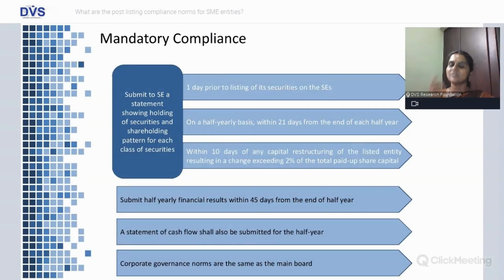For SME, there is again a privilege available. In lieu of quarterly, you will be doing a half-yearly. So only 2 reportings per year within 21 days from the end of each half year. Whereas in main board, it is 21 days from the end of each quarter.